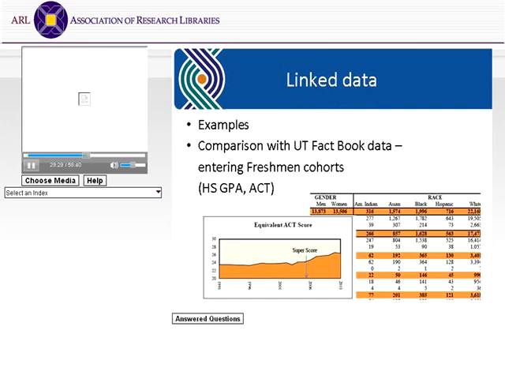Let's look a little bit at the responses here. On the next slide, we have just started doing some comparison with the UT Factbook data, looking at entering freshman cohorts. For our 88 freshmen in the spring, they had an average GPA of 3.87, and so did the whole fall 2011 freshman cohort. So that was quite close. The average ACT of those survey freshmen was 25.57, and the average ACT was 26.7, so a little bit lower.